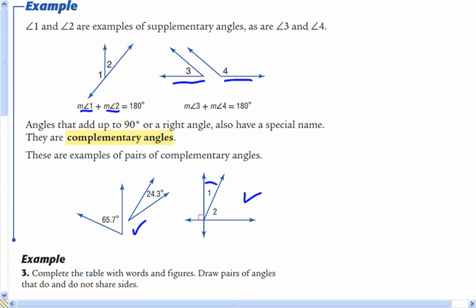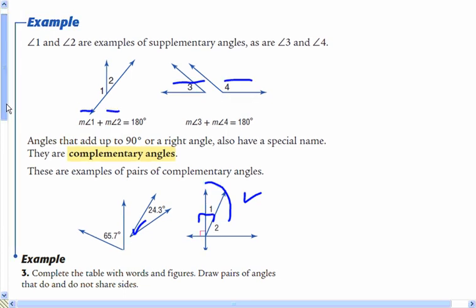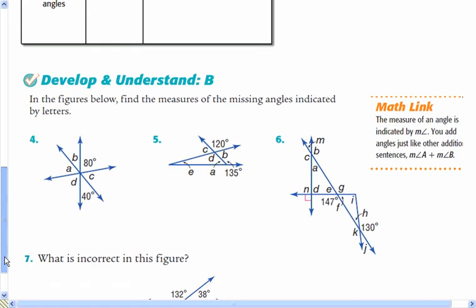Complementary angles are two angles that add up to 90 degrees. 1 and 2, we know those are 90 degrees because of this side being a right angle, so that means this side is also a right angle, and a right angle is 90 degrees, so those two angles together make 90 degrees. All right?